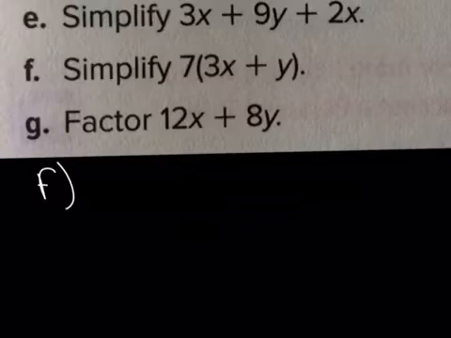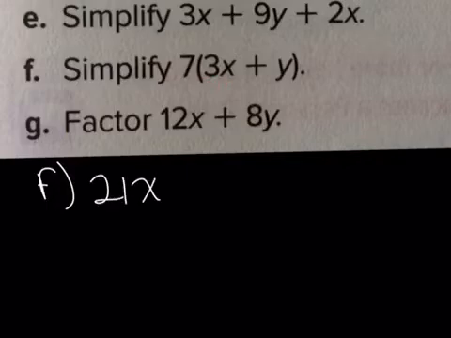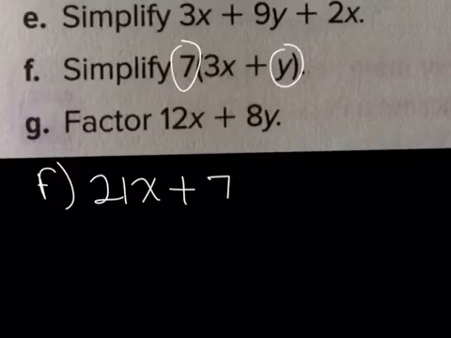Now we have F. We're going to simplify over here by using the distributive property, and I have 7 times 3x. 7 times 3x is 21x. Yes. Plus 7 times y is 7y. Okay. I could go one further step and I could factor this out. You see how G is trying to ask us to factor it out? The common factor here is 7.